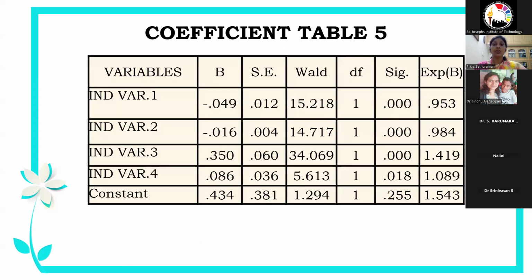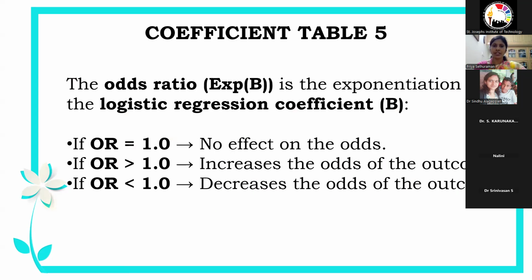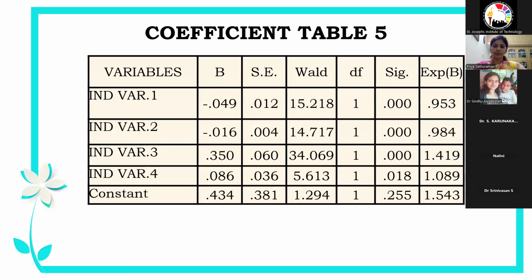Okay, so this is the coefficient table, similar to the coefficient table in the regression analysis, where you have the independent variables 1, 2, 3, 4, and you also have the constant. Here you have the Wald test, and the value and significance value are given, the beta value is given, and the last one is the exponential beta value, that is nothing but the exponential of the beta value. Okay, that explanation is very important.